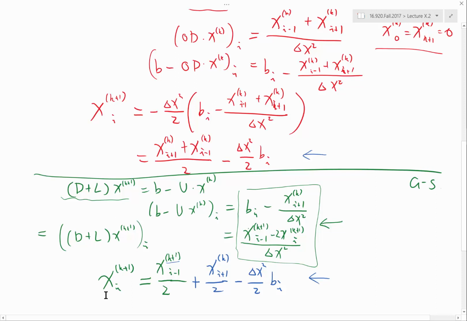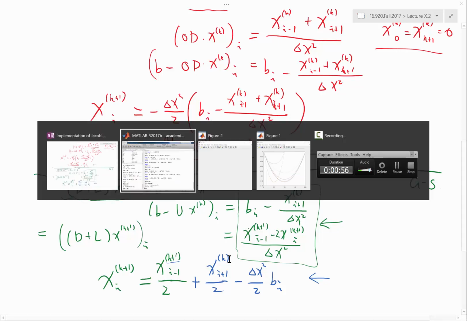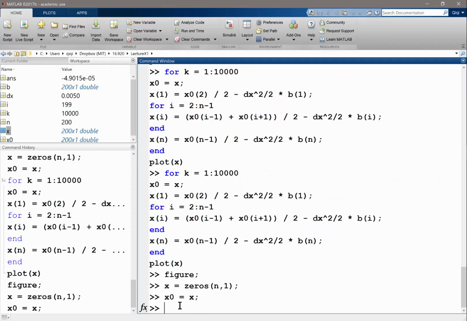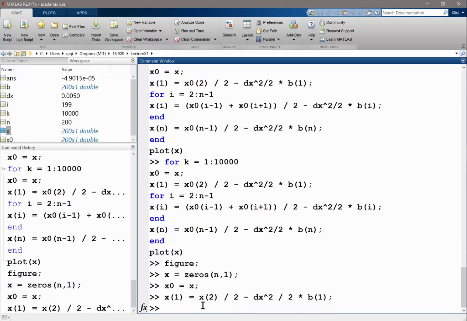For Gauss Seidel, I actually don't need two vectors. I don't need x0 and x, because every time I update x, the xi minus 1 value is already the most up-to-date value, and the xi plus 1 is basically the old value. So it naturally just uses one single vector. I'm just going to code it up. So x1 is going to be equal to x2, because now x2 is actually the old value, right? Divided by 2 minus dx squared over 2 times b1. So that's the left grid point.